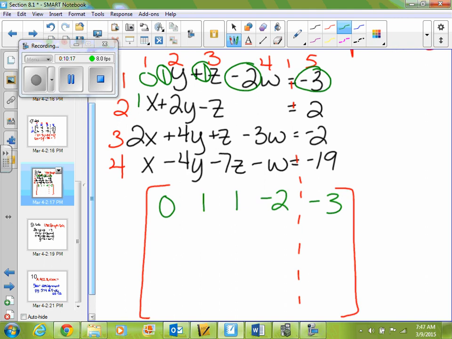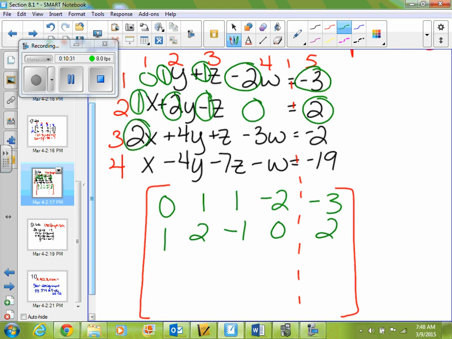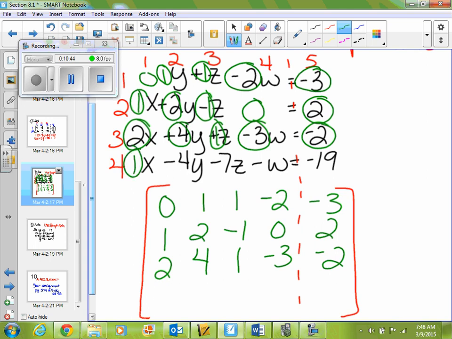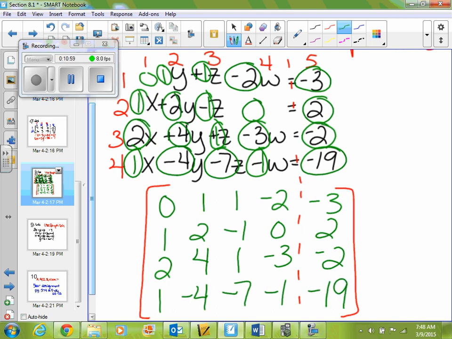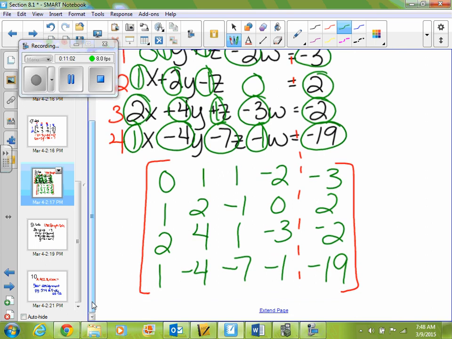For my second equation, I'm given 1, 2, negative 1, 0, and 2. Third row, I'm given 2, 4, 1, negative 3, negative 2. And for my last row, I'm given 1, negative 4, negative 7, negative 1, negative 19. Okay, and as I said, we're going to solve that matrix using a graphing calculator.